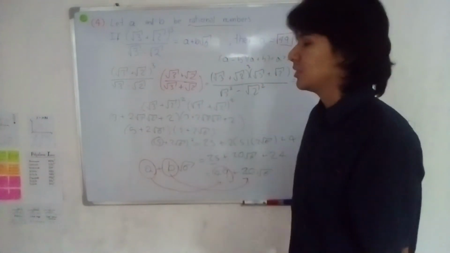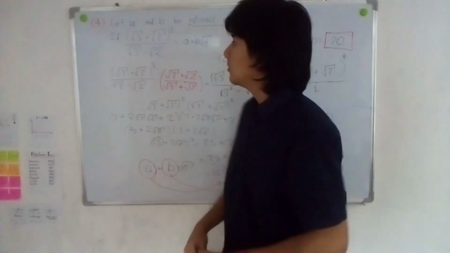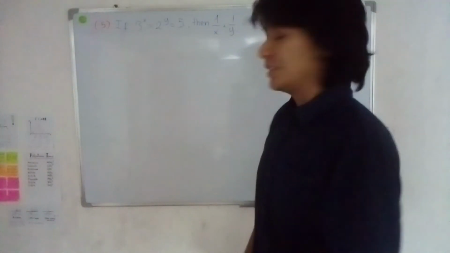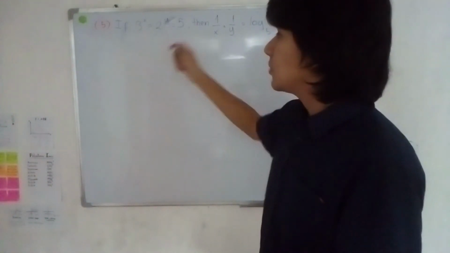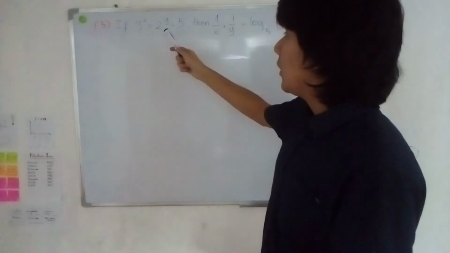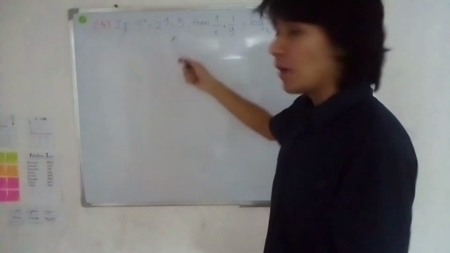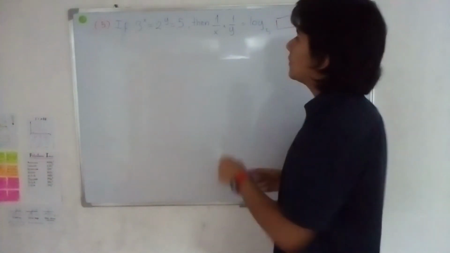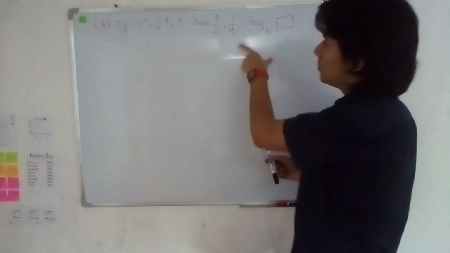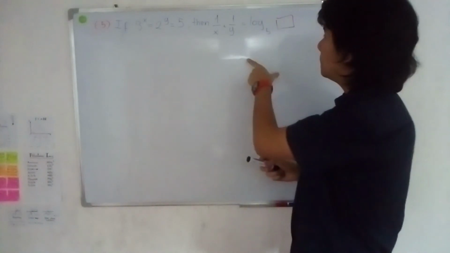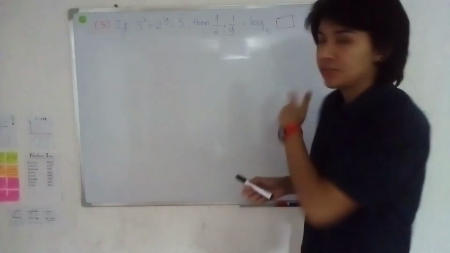Yes, let's go to the final question. Question number 5, the final. If 3 to the x is equal to 2 to the y is equal to 5, then 1 divided by x plus 1 divided by y is equal to logarithm of blank with base 5.